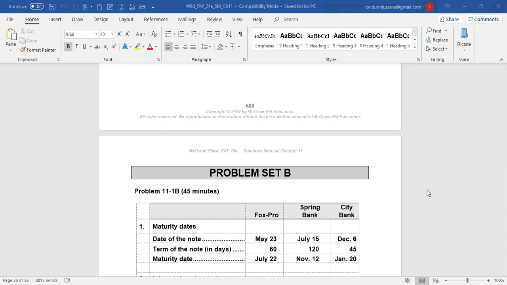So 16 days. Then August has 31 days. September has 30 days. So by the end of September, 77 days have passed. October has 31 days. So the October 31st would be the 108th day. We need to know the 120th day. So 12 more days would give us the 120th day from July 15th, which would be November 12th.